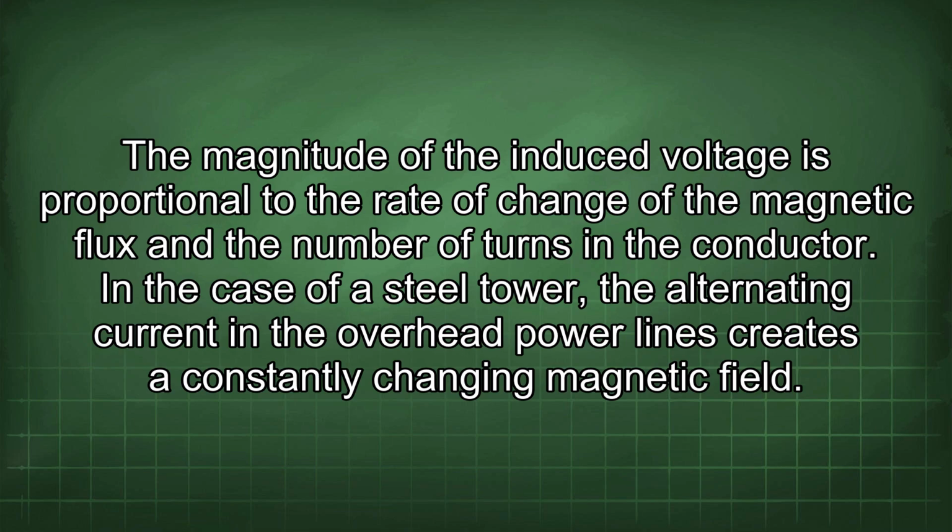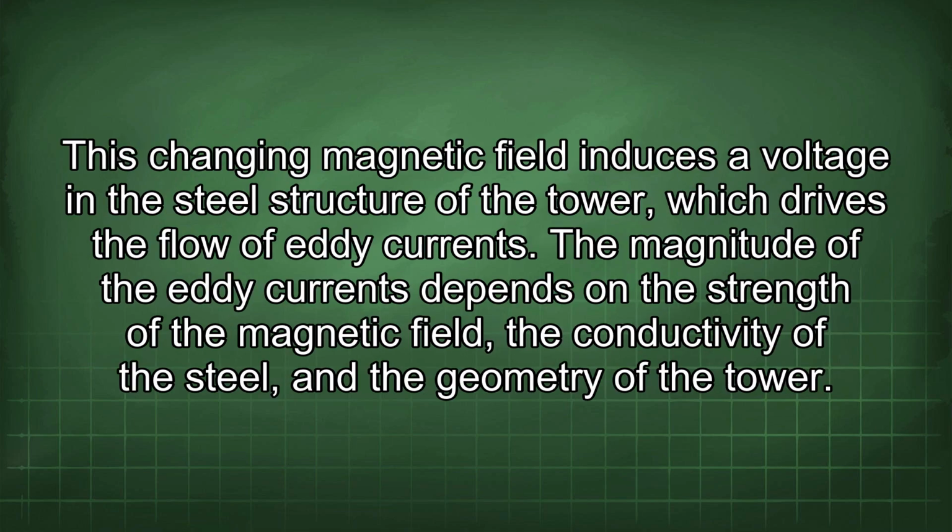In the case of a steel tower, the alternating current in the overhead power lines creates a constantly changing magnetic field. This changing magnetic field induces a voltage in the steel structure of the tower, which drives the flow of eddy currents. The magnitude of the eddy currents depends on the strength of the magnetic field, the conductivity of the steel, and the geometry of the tower.